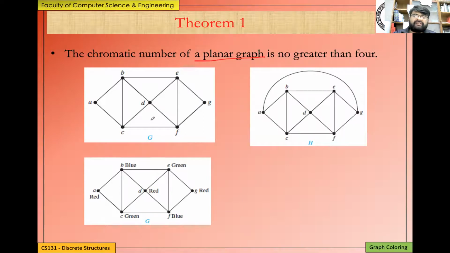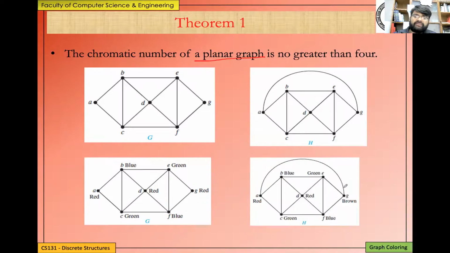And we can also look at this graph as well. So this is also a planar graph. And in this case, if you assign colors to it, you can basically use 4 colors now: red, green, and blue. And finally, you've got a brown there for this one. Again, not more than 4. And this is planar as well.